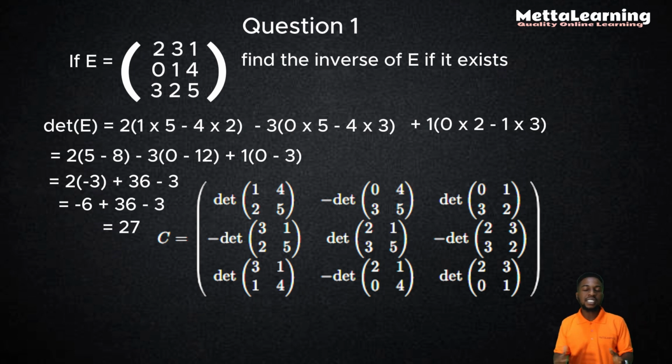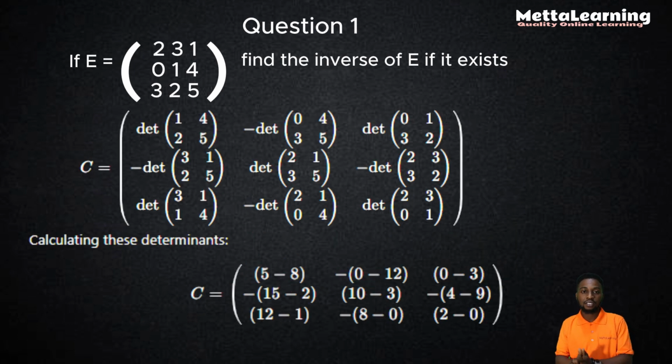Therefore, when we calculate these determinants, the matrix of cofactors, C, I'll be calling the values in rows. The first row will be into bracket 5 minus 8, then into bracket 15 minus 2, then into bracket 12 minus 1. Then I'm moving to the second row. So we have minus into bracket 0 minus 12, and into bracket 10 minus 3, and minus into bracket 8 minus 0. Then the third row, into bracket 0 minus 3, then minus into bracket 4 minus 9, and into bracket 2 minus 0.